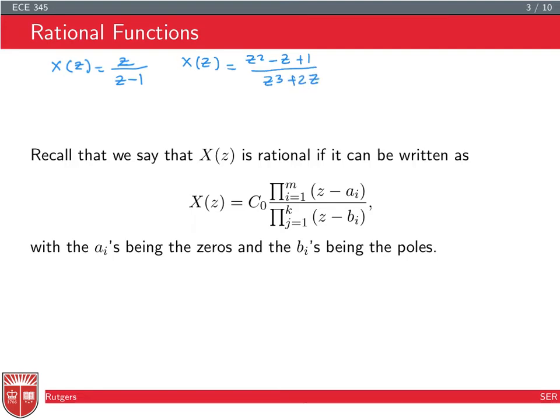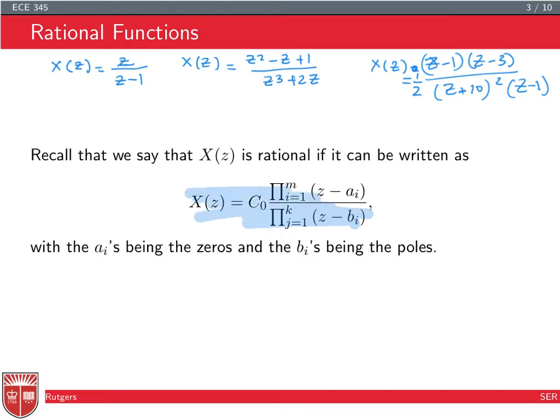Or you can write it in factored form. You can factorize the numerator and the denominator. So you can write X(z), for instance, as (z minus 1) times (z minus 3) divided by (z plus 10) squared times (z minus 1). And maybe you can add here a constant, 1/2, let's say. So this is basically what we mean by a rational function. The most general form is given here.